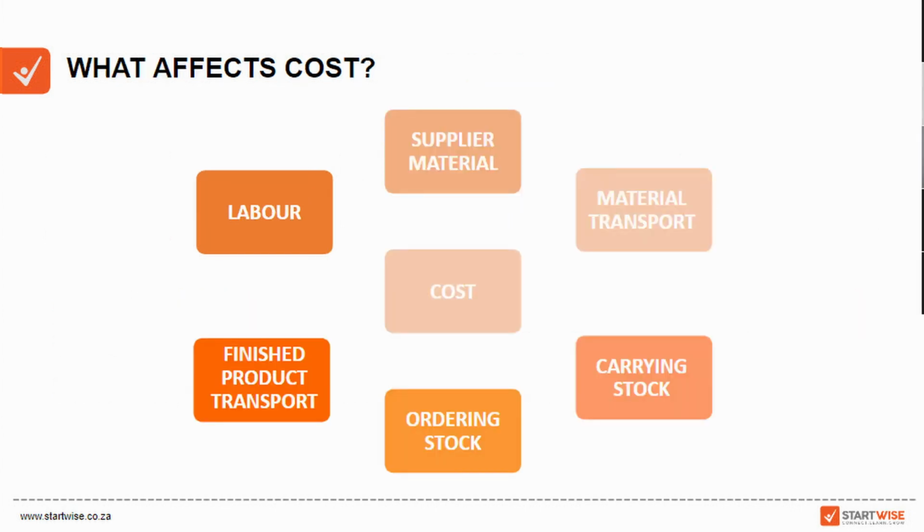Okay, so there are a few things that affect costs. The first one could be your labor, which we just mentioned with the service. You also have the material that you purchase from your suppliers. You need to transport that material from your supplier to your place of work where you're adding the value. Sometimes you need to buy material up front and keep it somewhere. So there's also a cost incurred in carrying stock. And often there's also a cost incurred in ordering stock. Prices change over time. You're using your phone, your time to get quotes, and all of that adds cost.